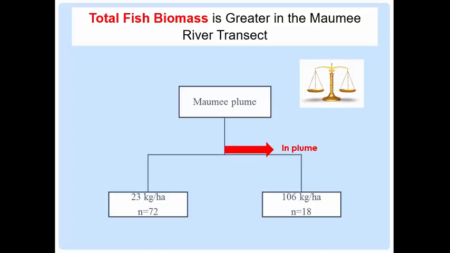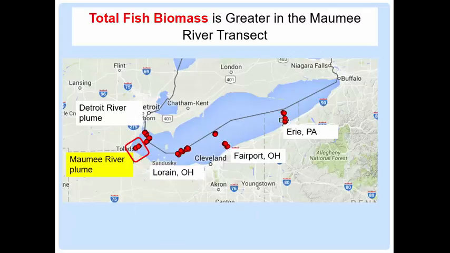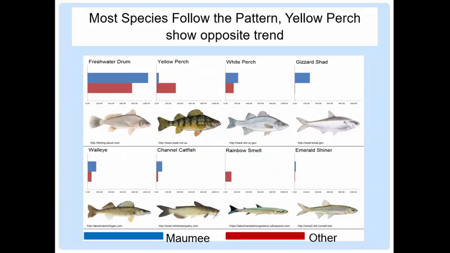So we can drill down into that biomass data a little bit more. The fish data were collected with bottom trawls, and you can see that freshwater drum are a dominant species in that catch. Most species follow this pattern of more biomass in the plume transect than out of the plume transect. The one exception was yellow perch, where biomass was actually higher in other locations. But most of the species, including drum, walleye, and most of the other commonly caught species, were high in the Maumee River plume. Then you continue to split that data set apart. On this side, we're looking at things that are in the plume. On this side, we're looking at things that are out of the Maumee River plume.